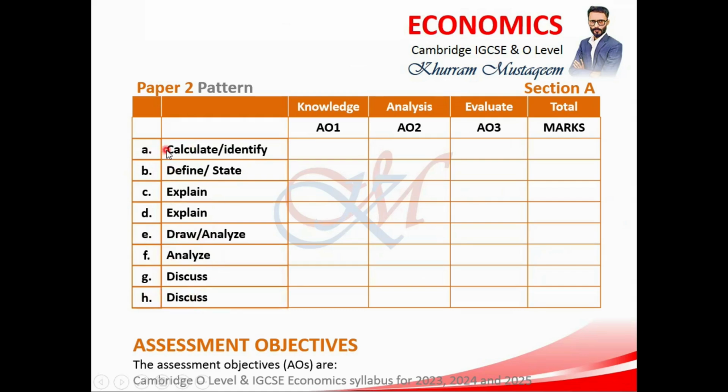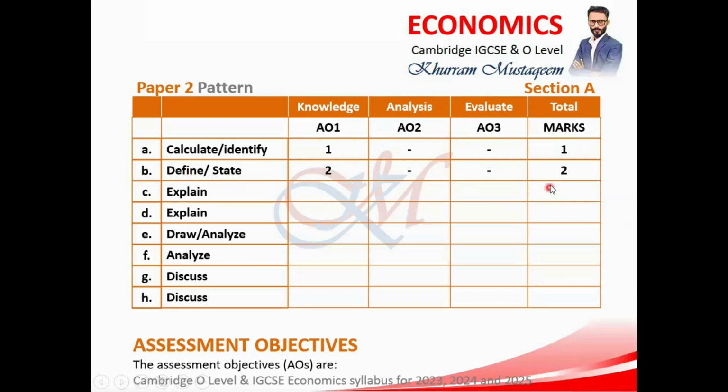Paper 2, section A, part A. When the question comes with calculate or identify, you have to write the answer on the basis of knowledge, analysis, and evaluation. When the part A question comes, it is of 1 mark, and you have to write the answer of 1 mark on the basis of knowledge. You have to write only the definition, or only identify the name. How to write the answer will be in my next video.